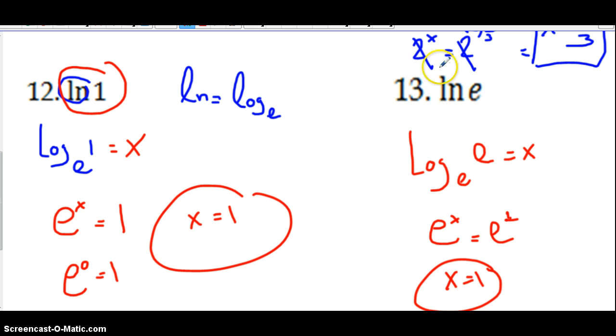Another way to do that, and this is like the trick way, is just remember, ln cancels out e, and that just becomes 1. They're inverses of each other. Boom. All right, guys, good luck.